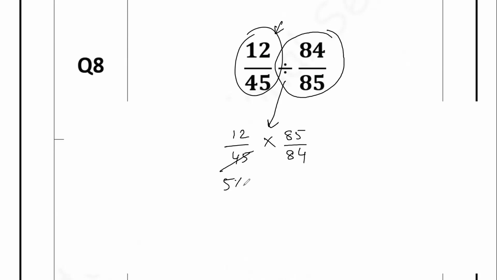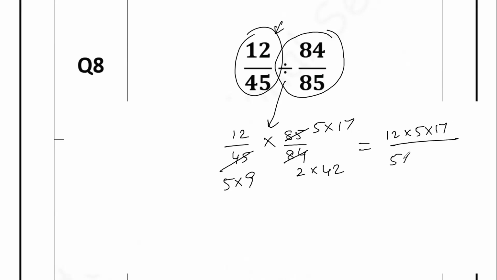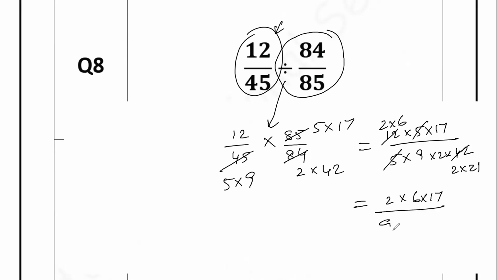So these both are multiples of 5. 5 times 17. And then 84, you can write down as 2 times 42. Rewrite it. So 12 times 5 times 17 over 5 times 9 times 2 times 42. So 5 goes. Then I know that this is 2 times 6, correct? And I know this is 2 times 21. Rewrite it. 2 times 6 times 17 over 9 times 2 times 2 times 21, correct?